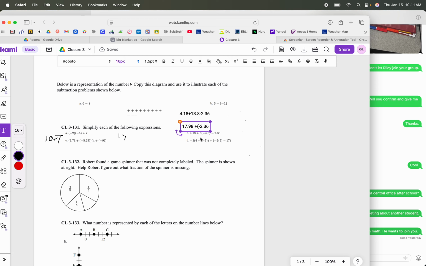Got to do my shift. We're not equaling, we're adding a negative. And I am hoping that you youngsters have gotten to the point where you realize when we're adding a negative, it's a subtraction problem, right? So here I've got 17 and 98/100ths. That's this part. And we are getting rid of 2 and 36/100ths. Now I'm lining up my place values. I hope you are too.